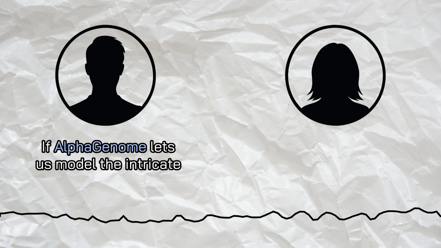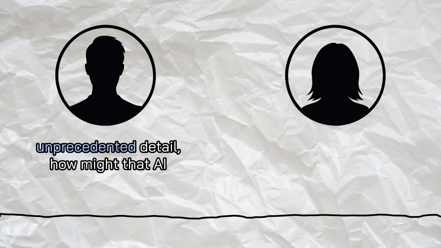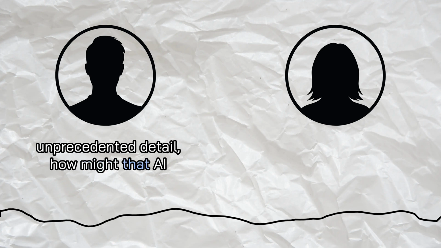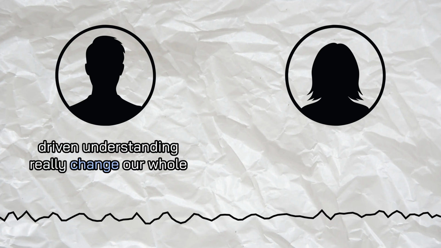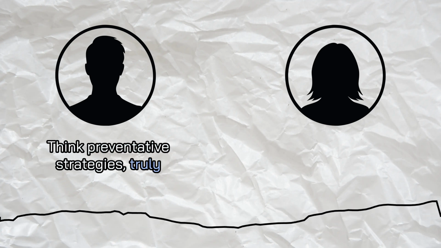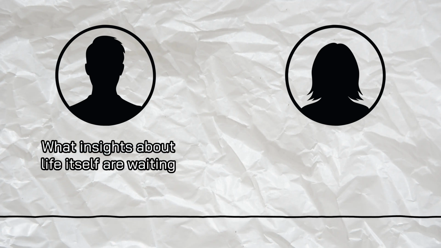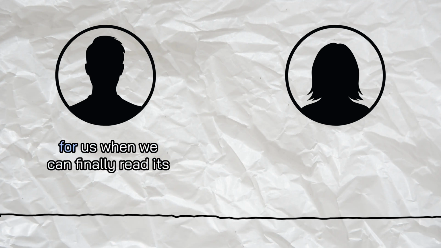So here's something maybe to chew on as we wrap up. If AlphaGenome lets us model the intricate instructions in our DNA with this kind of unprecedented detail, how might that AI-driven understanding really change our whole approach to medicine in the next decade? Think preventative strategies, truly personalized treatments, maybe even creating entirely new biological systems. What insights about life itself are waiting for us when we can finally read its core manual with this kind of clarity?